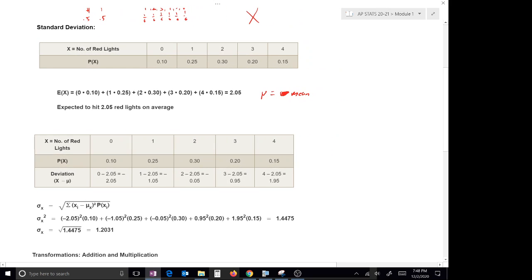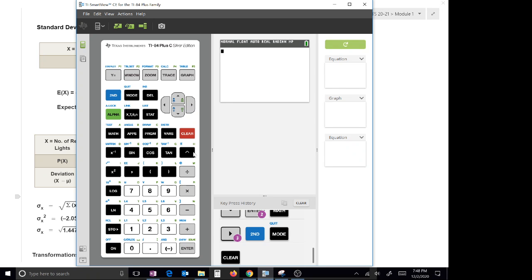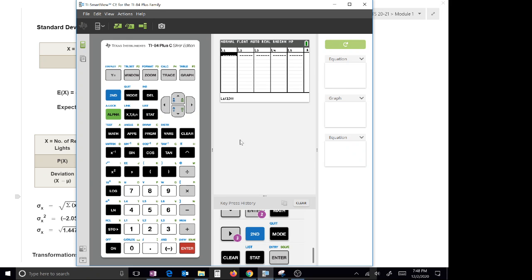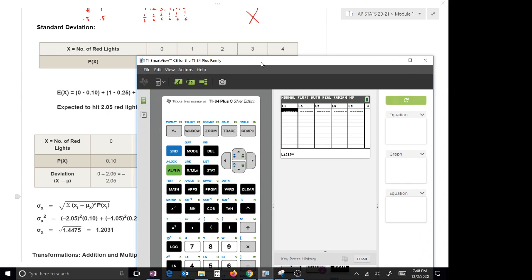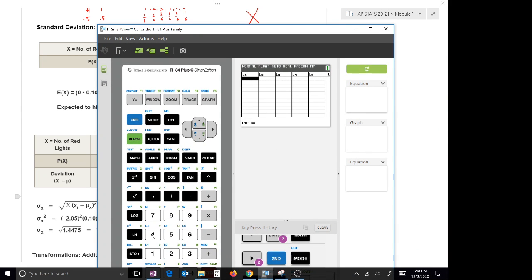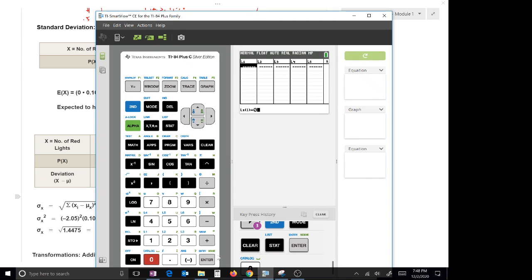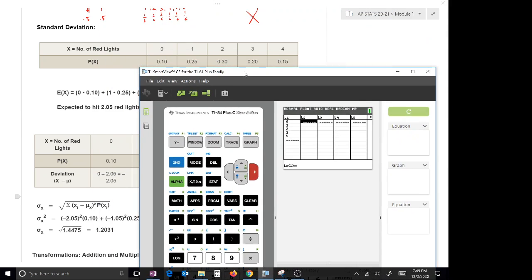So what we want to do is go to our original list. We want to enter that in as 2 separate lists here. So we'll go to stat, go to edit, and we're going to enter in for our first list our x values, starting with 0 to 4. So 0, 1, 2, 3, 4. Okay, and then for L2 we're going to enter in our probabilities.